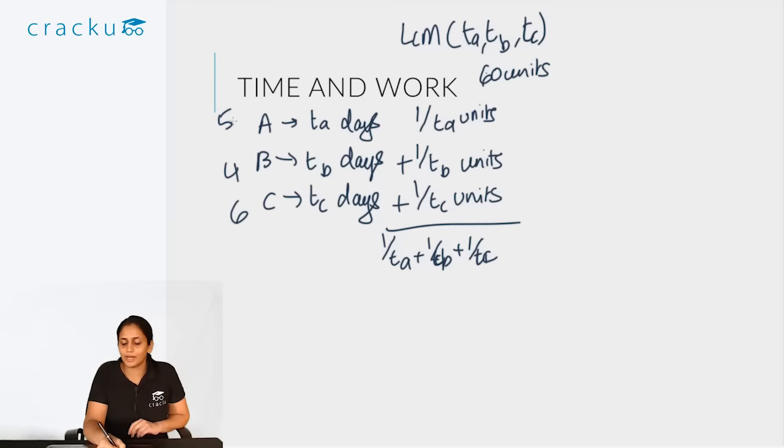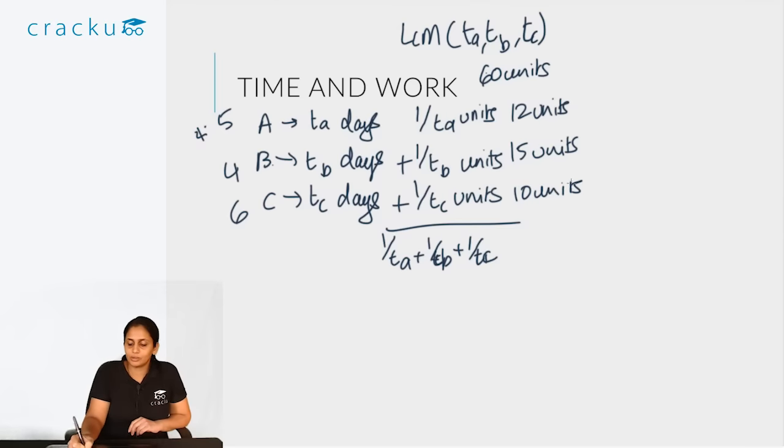If A takes 5 days to do 60 units of work, he does 12 units every day. B takes 4 days to do 60 units, so he does 15 units every day. C takes 6 days to do 60 units, so he does 10 units every day. So if all three of them work together, in a day they will do 37 units of work.